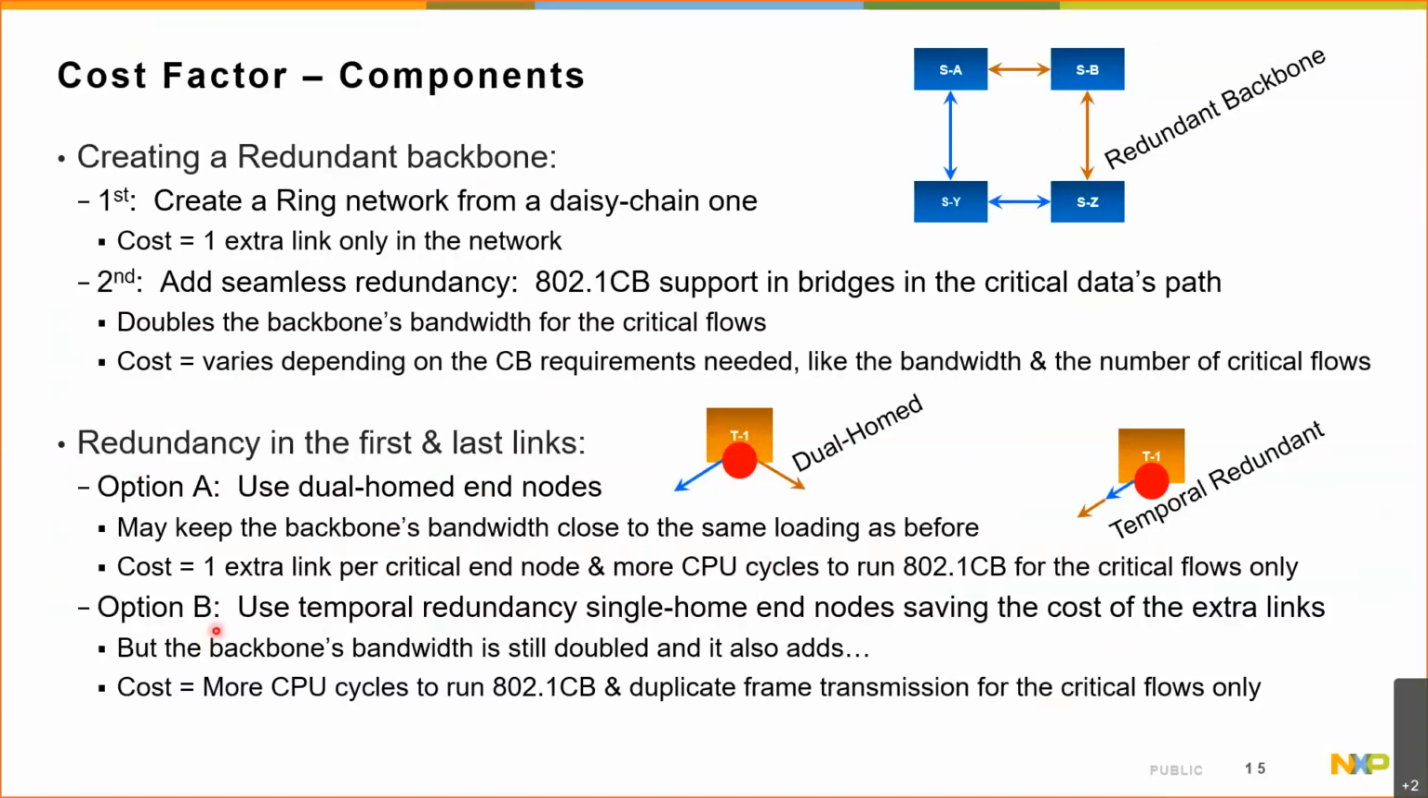Now, option B is using the temporal redundancy. And as was shown by Nicolas, those were very similar. In fact, the numbers were almost identical. The main difference, of course, is that this is still subject to a single point of failure of a broken wire here. But again, even T1 here is subject to that if it fails. So these both have the same single points of failure to some degree. Now, the backbone's bandwidth is still doubled, but it also adds more cost and CPU cycles to duplicate those frames. But it's only for the critical flow. So if you can keep that to a minimum, existing CPUs can probably handle that.